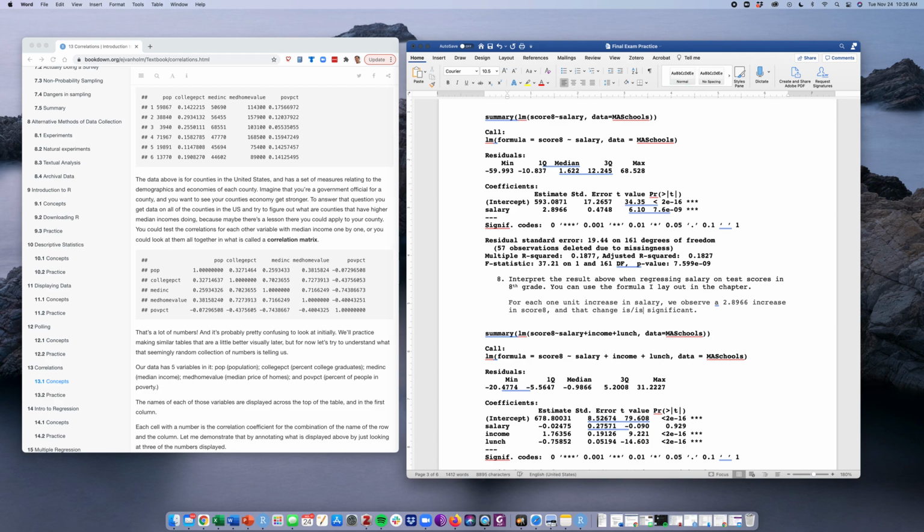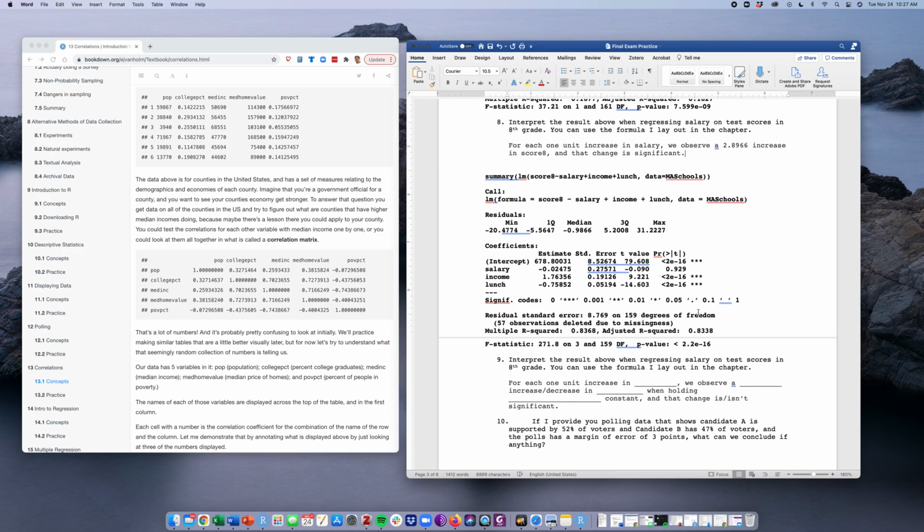So let's take the blanks away, and let's read that once through as a complete sentence. So for each 1 unit increase in salary, we observe a 2.8966 increase in 8th grade test scores, and that change is significant.